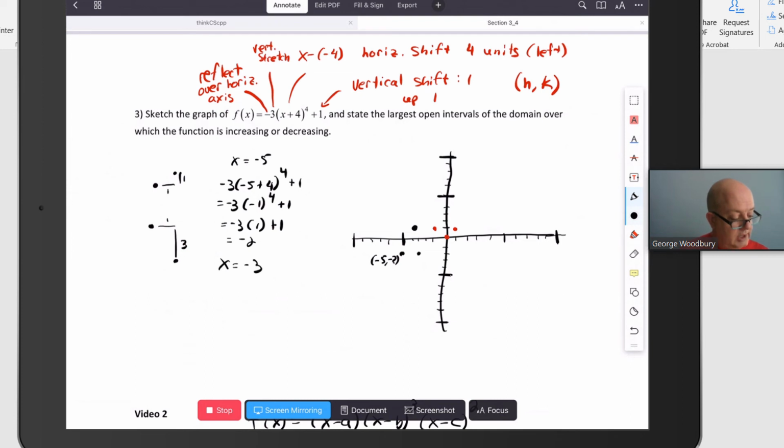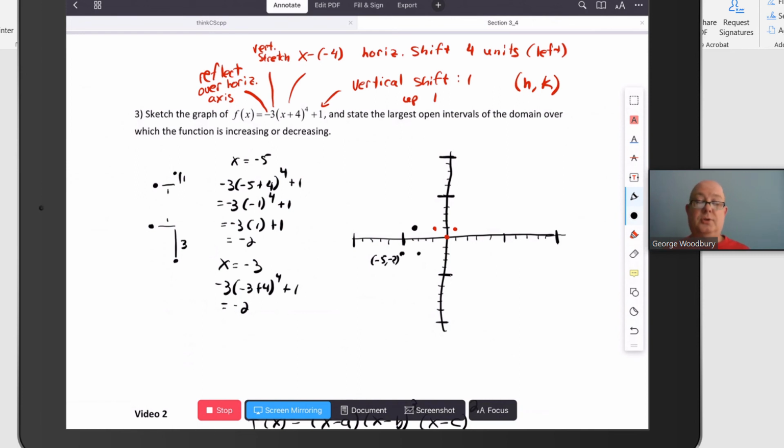X equals negative 3 would be negative 3 times negative 3 plus 4 to the 4th power plus 1. Inside those parentheses, that equals positive 1. Positive 1 to the 4th power is positive 1. So we've got negative 3 times 1, negative 3 plus 1, also negative 2. And if I wanted a couple more points outside of that, I would do the same thing.